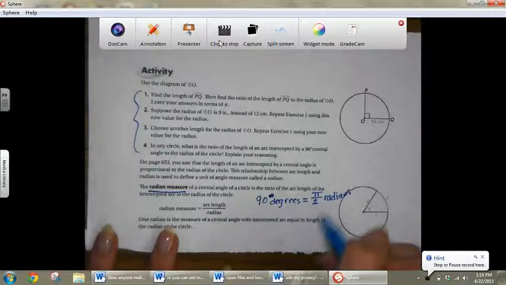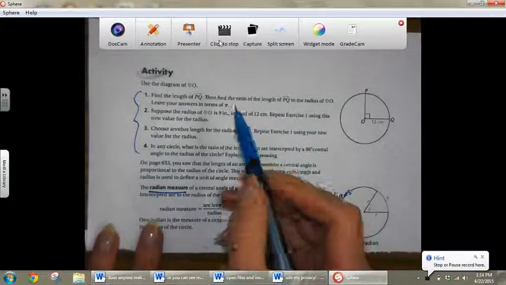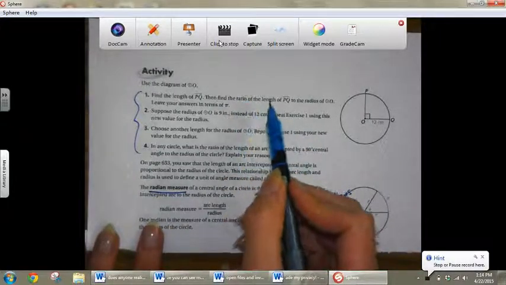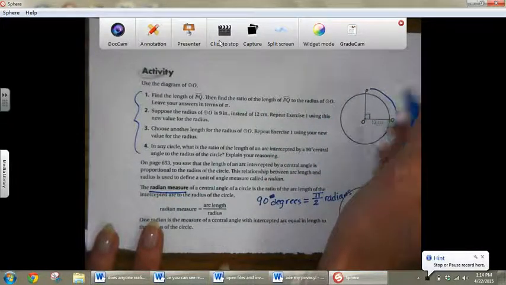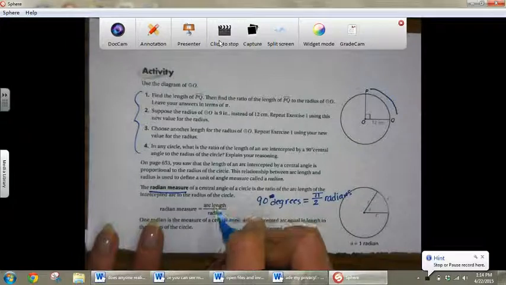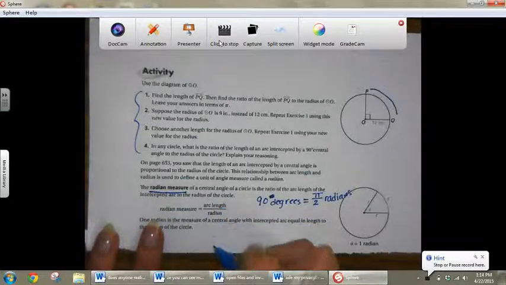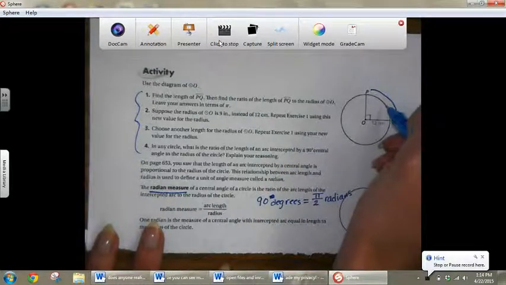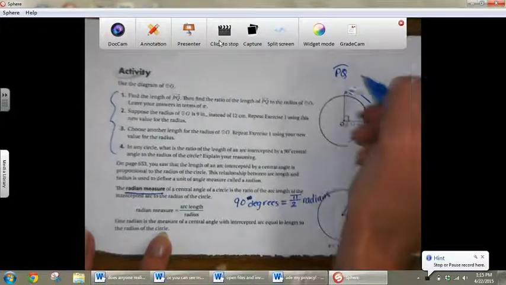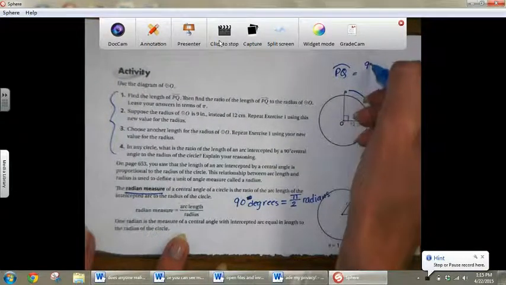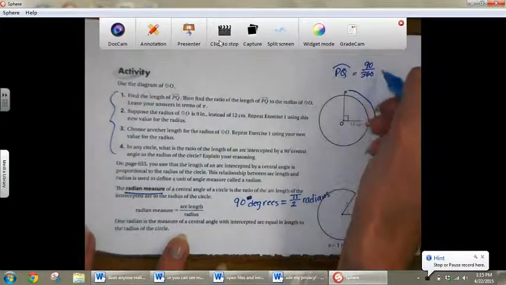So what happens if you complete 1 through 4 is you end up finding the ratio of the length of this arc here to the radius. So think about it, arc length over radius. A ratio is going to be when you divide one thing by the other. So for the first one, let's say I find the arc length. The arc PQ is going to be equal to 90 over 360 times 24 pi.